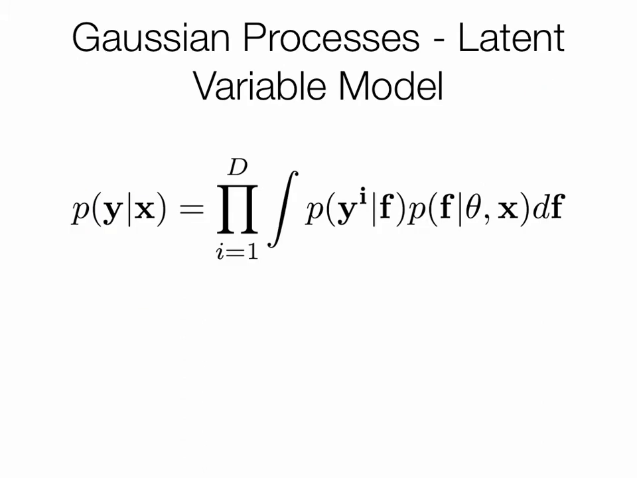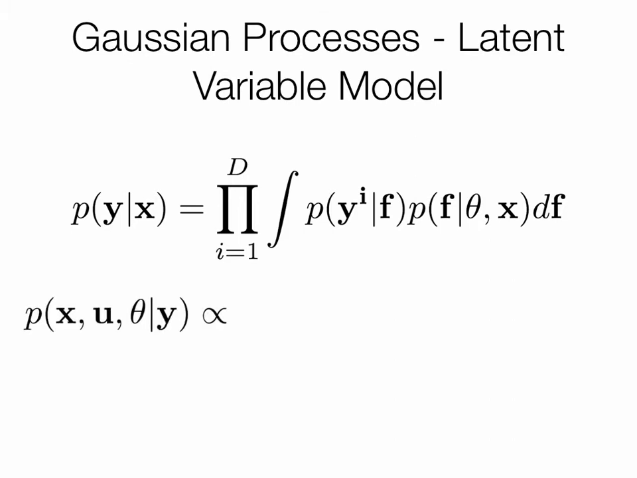And the GP-LVM looks like this. The probability of y given some latent variable x that generated y. The dimensions of y is considered independent given x. And we learn the latent representation by optimizing the posterior.